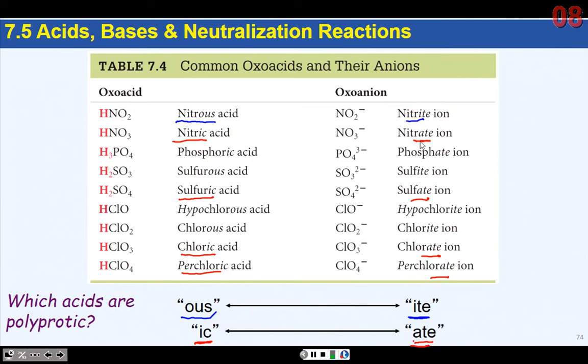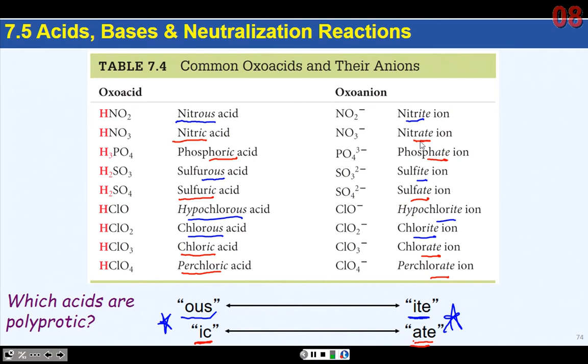The other ones are the phosphate. I've missed that one, I forgot. The phosphate anion gives us phosphoric acid. The other ones that were ite anions are sulfite that gives us sulfurous acid, and hypochlorite, hypochlorous, chlorite, chlorous. So there's a whole set of acids with which you might become familiar slowly. How you recognize them is by remembering the patterns with the endings of the anions and their corresponding acids.